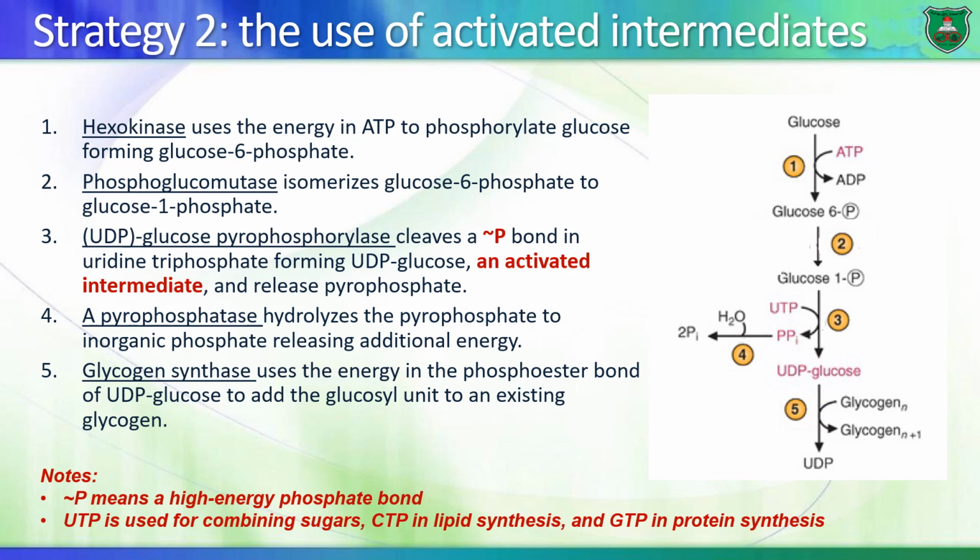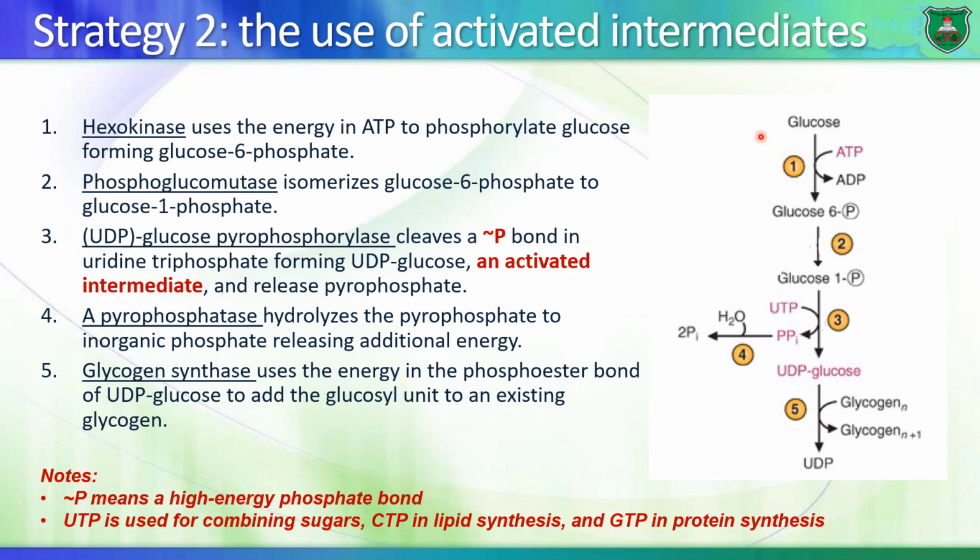So this is strategy number one. Strategy number two, using activated intermediates. So in addition to having a high energy phosphorylated molecule, we can use other high energy intermediates, or activated intermediates. So let's look at this reaction. Okay, that is the addition of glucose to glycogen.